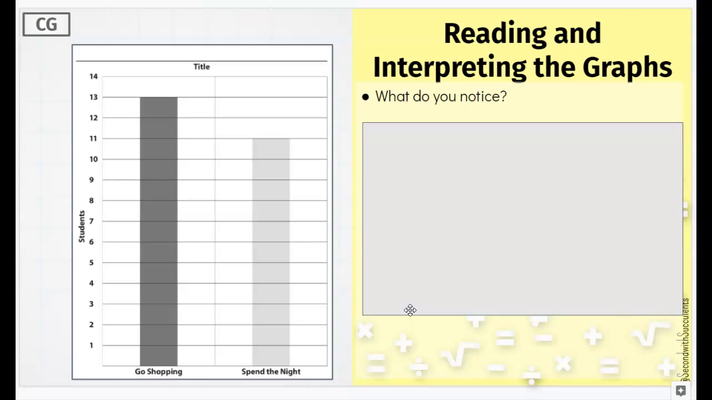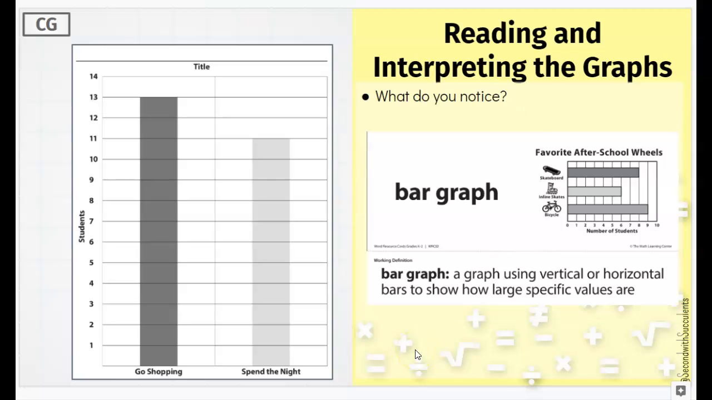Like we talked about last time, we have different kinds of graphs that we look at. And like I said, this graph doesn't have pictures like the cat and dog graph we looked at before. This graph is called a bar graph. A bar graph is a graph that uses vertical or horizontal bars to show how large specific values are.